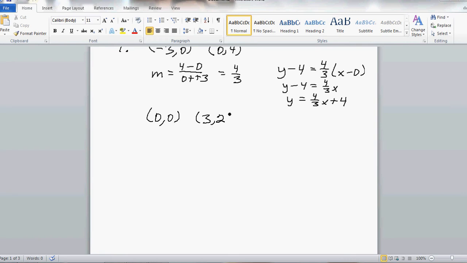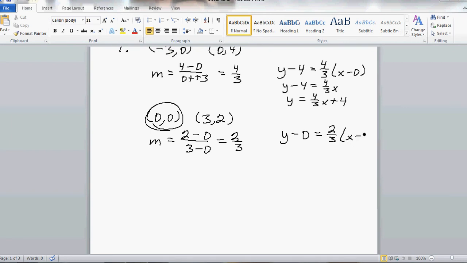And once again, we have to find the equation of that line. So the first thing I'm going to do is find the slope. That is 2 minus 0 over 3 minus 0, or 2/3. And then I'm going to take this point and this slope and do y minus 0 equals 2/3 times x minus 0, or in other words, y equals 2/3 x. So that's the equation of the line there.